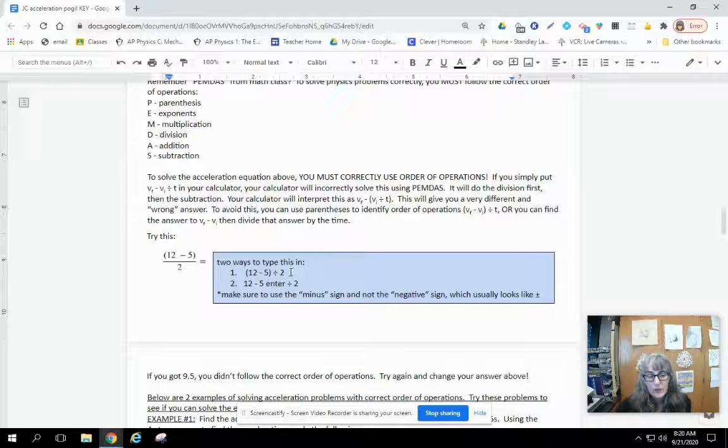The other way you can make sure that that happens is if you don't use parentheses, type in everything on top, get an answer by hitting enter, and then divide that answer by 2, and that also works. And just a quick note here, there's often 2 minus signs on a calculator. One of them is actually minus, and the other one is trying to make something negative. Usually the negative sign looks like a plus or minus thing. Make sure you're using the minus sign if you need to minus.